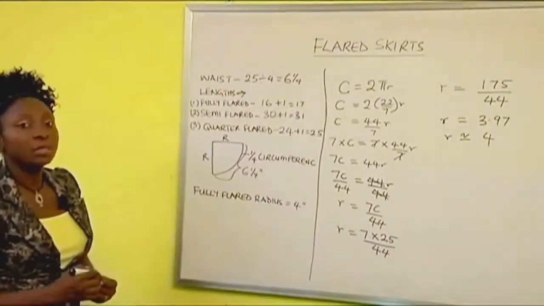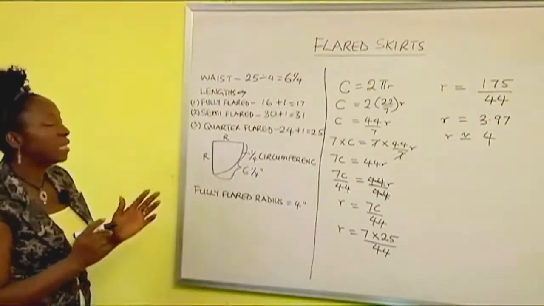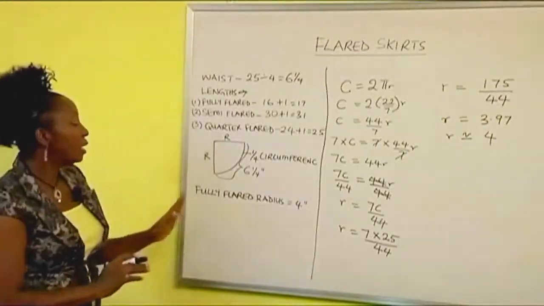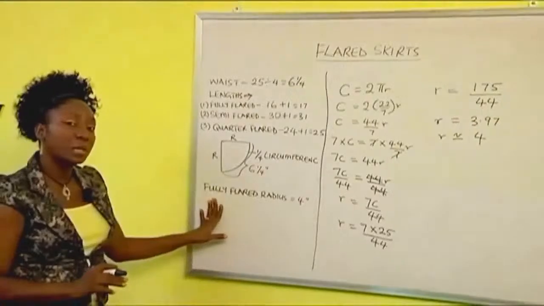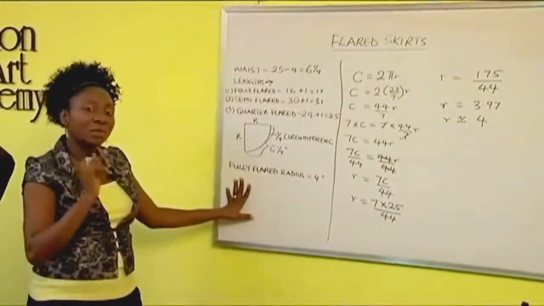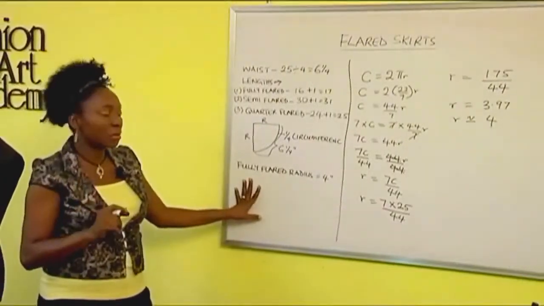That's for our fully flared radius. Now for any type of skirt you're planning to make, whether it's a semi-flared or a quarter flare, we have to start by getting our fully flared radius, because without this, we would not be able to calculate the radius for the other types of skirts.